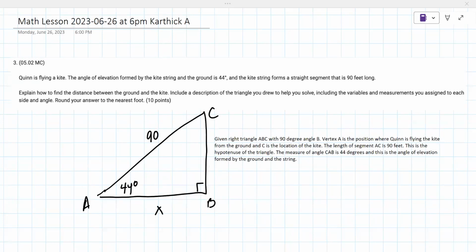Let me put this in the chat. Cosine of 44 equals X over 90, because X is the adjacent side, and 90 is the hypotenuse.